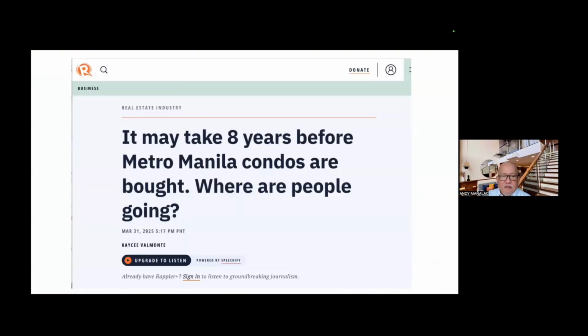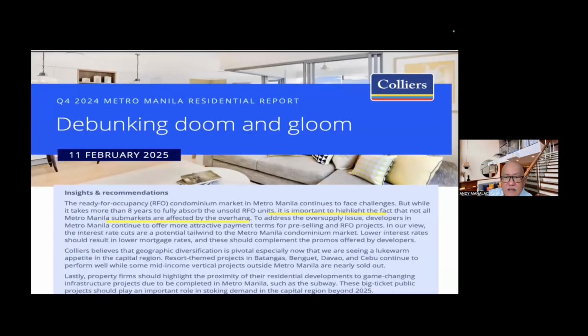So recently, last March, Rappler said it may take 8 years. Imagine, before it started off with 36 months and then 39 months, and then 5 years was reported by another consultancy company as early as May last year, which is actually just a report. And then they debunked this.